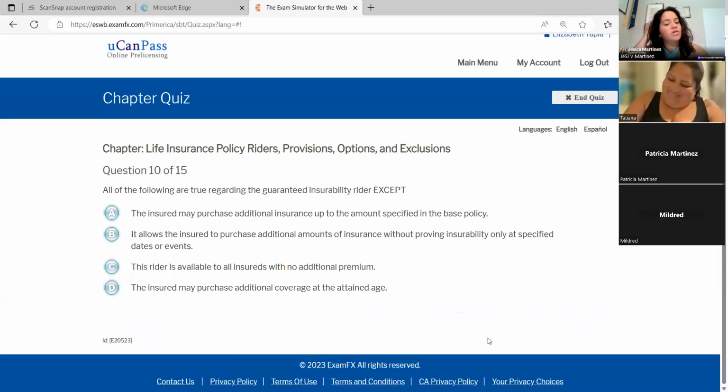Question 10. All of the following are true regarding the guaranteed insurability rider except A, the insured may purchase additional insurance up to the amount specified in the base policy. B, it allows the insured to purchase additional amounts of insurance without proving insurability only at specified dates or events. C, this rider is available to all insureds with no additional premium. D, the insured may purchase additional coverage at the attained age. So we're looking for the wrong answer.